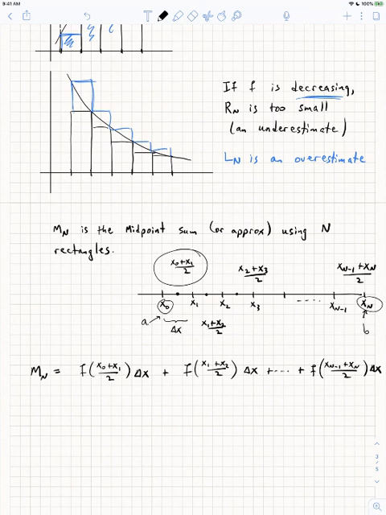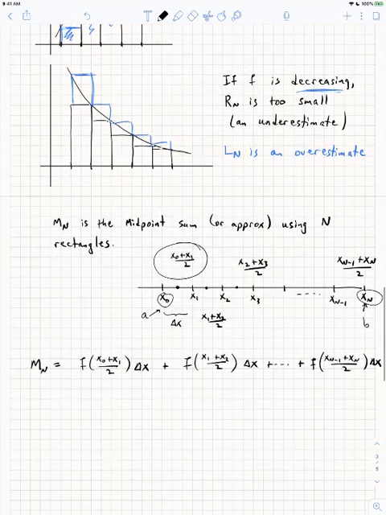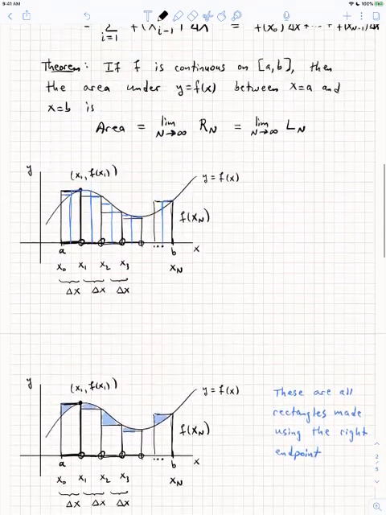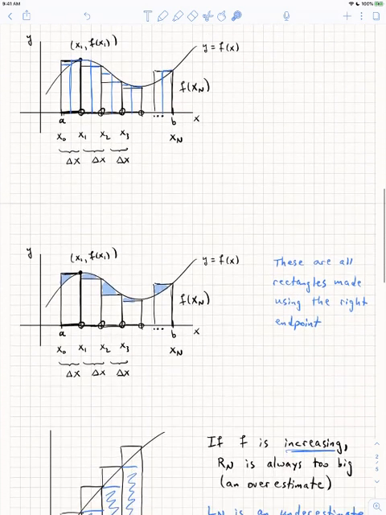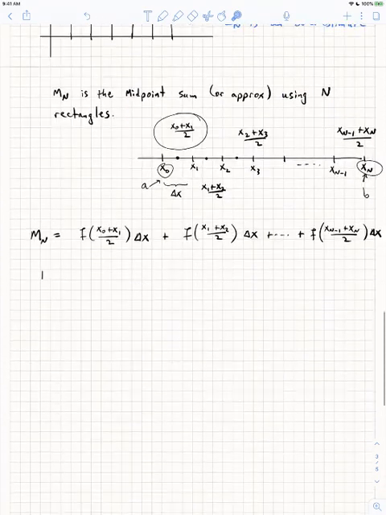But it's not necessarily any better to use Mn, Ln, or Rn, because as our theorem stated, so recall from our theorem from up here, if we scroll back, if f is a continuous function on your interval from a to b, then the area between x equals a and x equals b is equal to the limit as n goes to infinity of Rn, which is equal to the limit as n goes to infinity of Ln, and indeed it's equal to the limit as n goes to infinity of Mn.